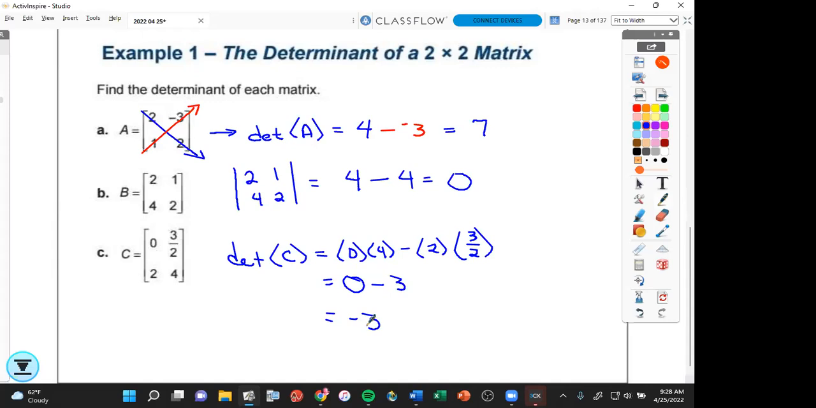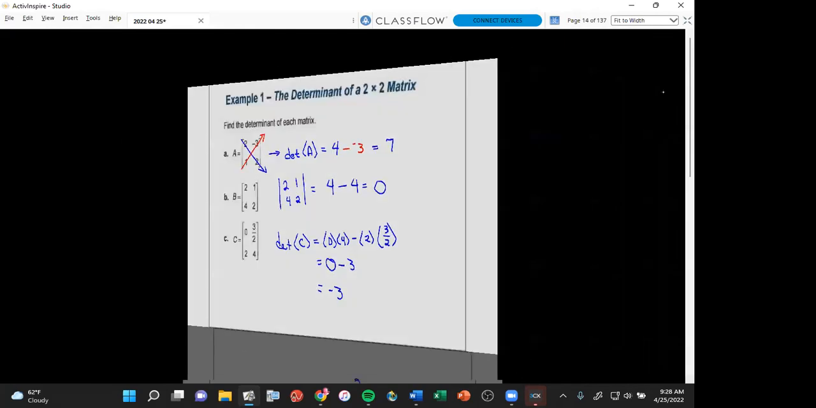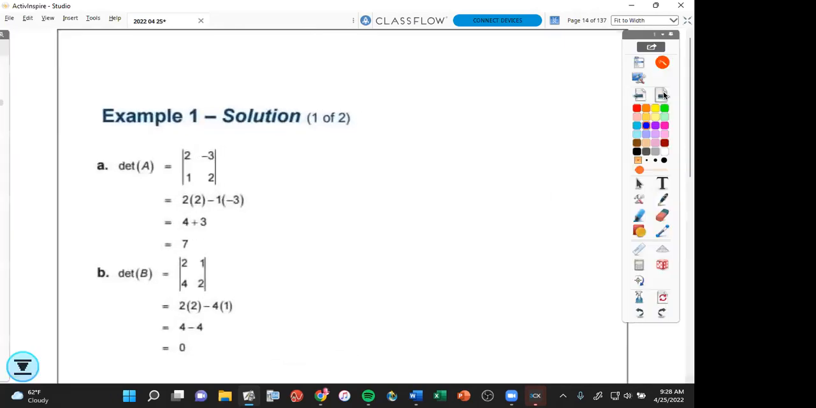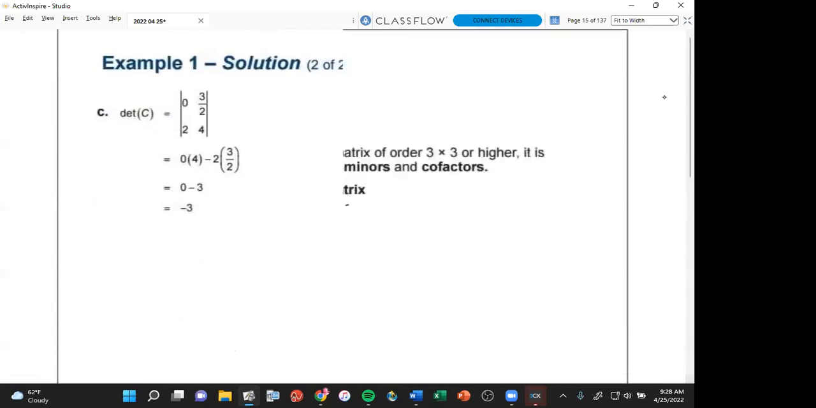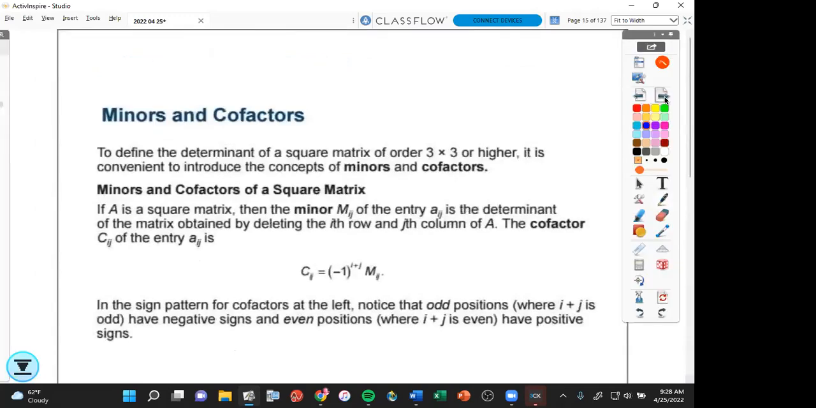You good? Okay. So here's A and B worked out. Move it along. Here's C. Move it along. But what if it's not a 2 by 2?